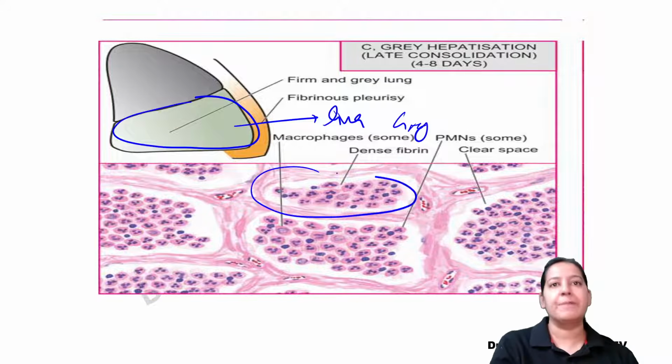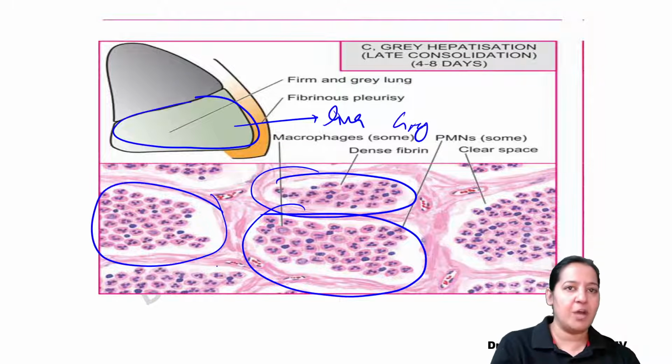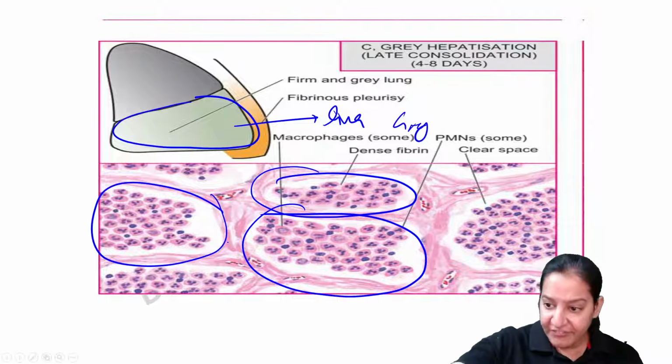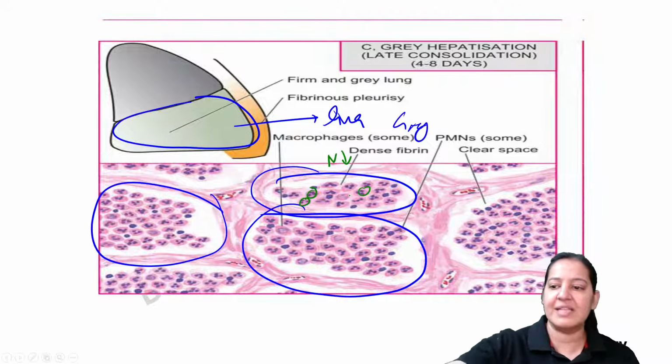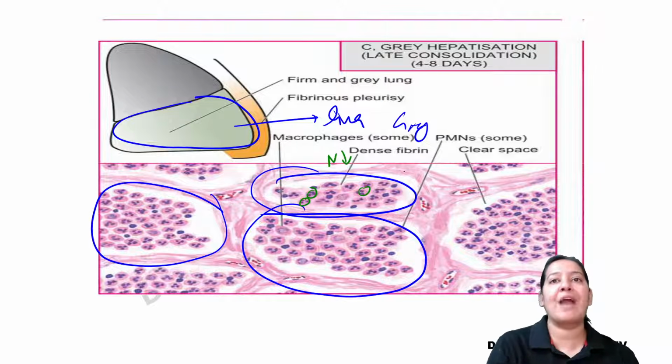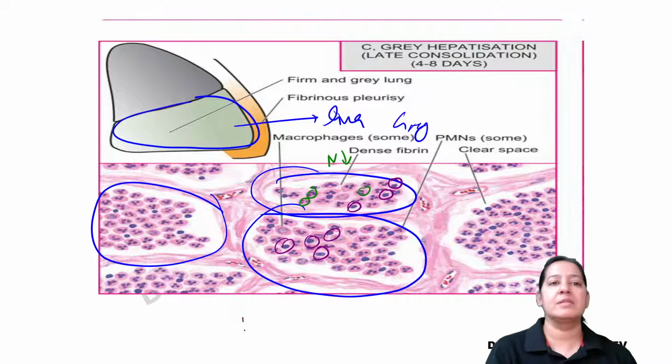Now see the biopsy. Which cells do you see? You will say, ma'am, I can't see RBCs. I can find a few neutrophils. Neutrophils are decreasing now, and instead of neutrophils, other cells are coming. What other cells are coming? Macrophages. Can you see these cells? If you zoom in, single nucleus cells. So these are all macrophages. So neutrophils are decreasing and macrophages are coming.